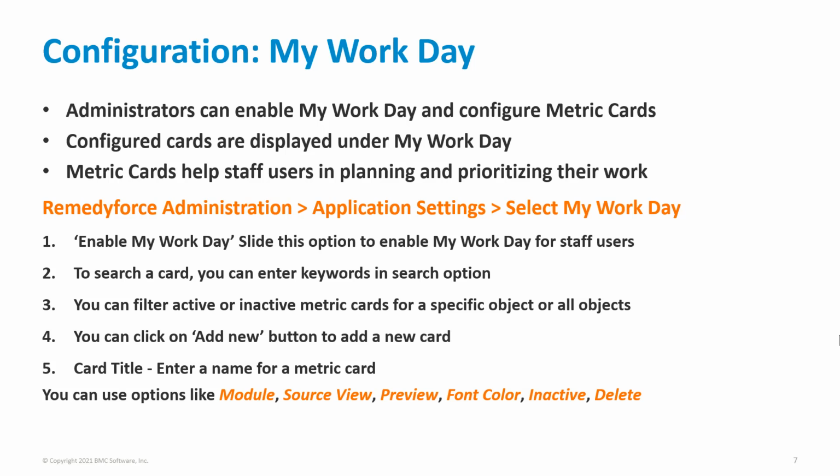To search a card, you can enter keywords in the search option. You can filter active or inactive metric cards for a specific object or all objects. You can click on the Add New button to add a new card. For card title, enter a name for the metric card. You can use options like module, source view, preview, font color, inactive, and delete.